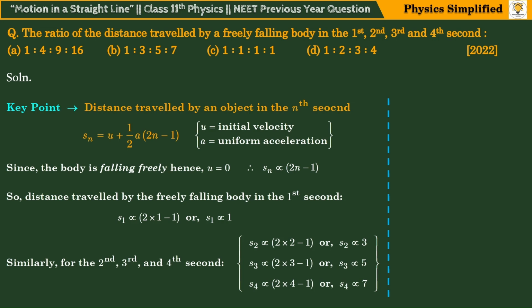Thus, the ratio of the distances traveled by a freely falling body in the first, second, third, and fourth second is given by s1 to s2 to s3 to s4 is equal to 1:3:5:7. So, among the given options, option B is correct.